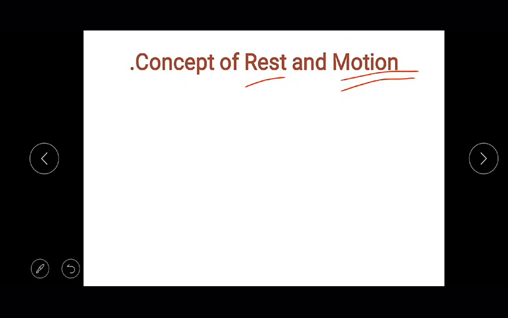So here let's say we have an object, and we are observing this object from a reference point. Here I have a house.